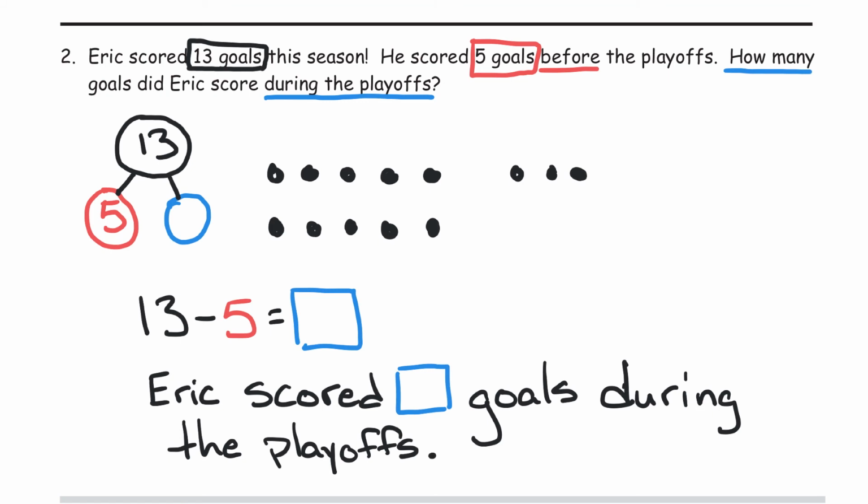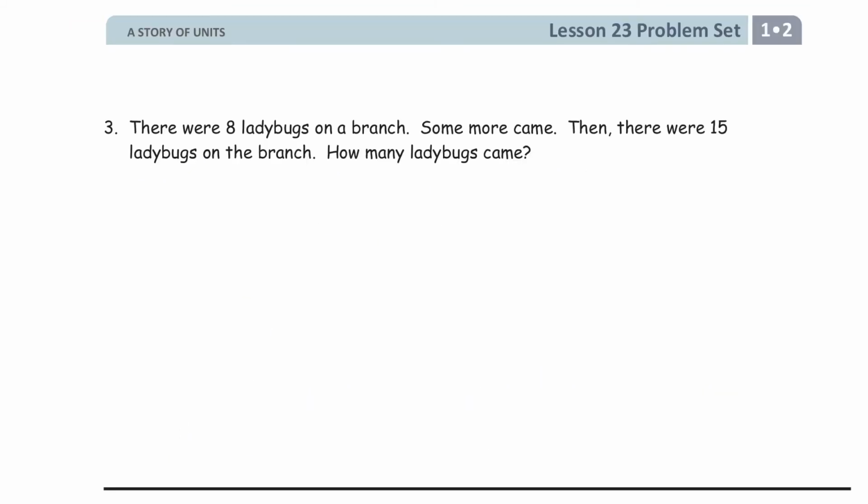When I look at your paper in Seesaw, when you turn it in, I need to see all of this written down, including our missing spots that you need to fill in on your own. Pause the video right now, finish that part of the problem. When you're done with problem 2, turn the paper over, come back, and we'll take a look at problems 3 and 4 together. Welcome back, boys and girls.